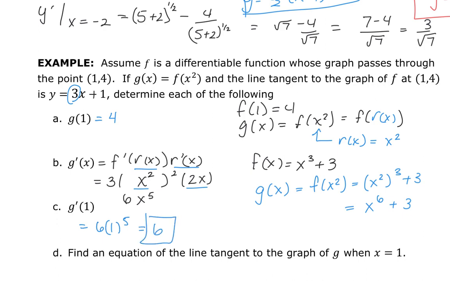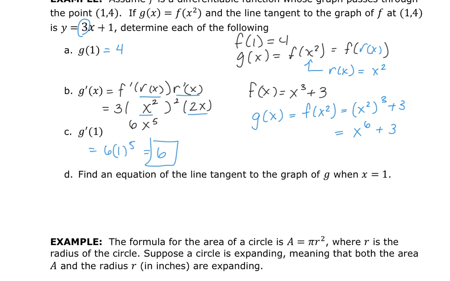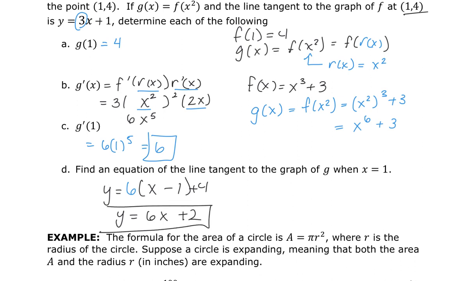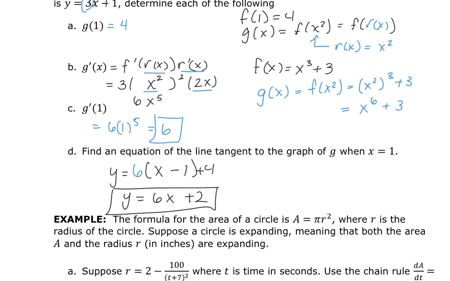Now, if we want to find the equation of the tangent line through this when x is equal to 1, my answer would be y is equal to that slope, which is 6, times x minus 1, and it's still going to go through the same ordered pair (1, 4), so then plus 4. So this is y equals 6x plus 2, and that is the equation of the tangent line for g that goes through the point (1, 4) when x is 1.